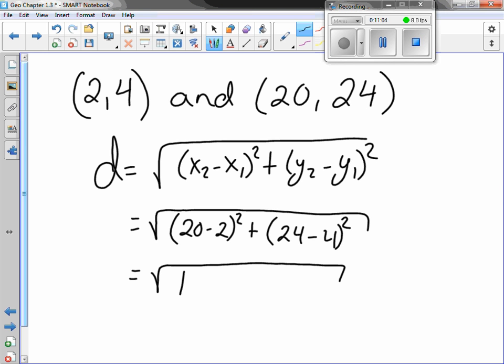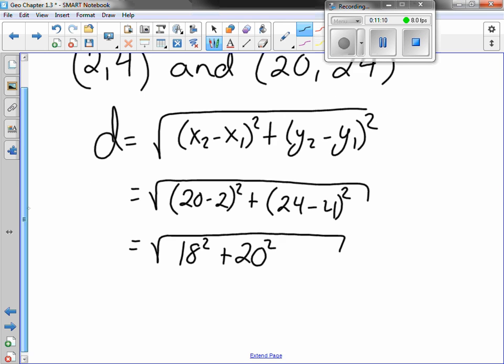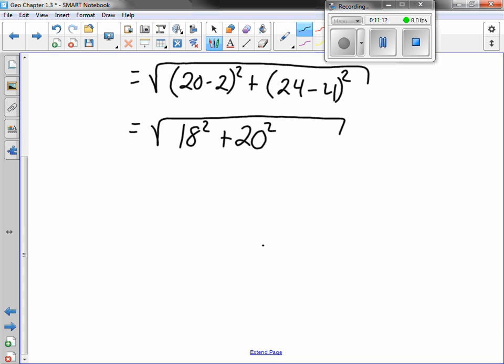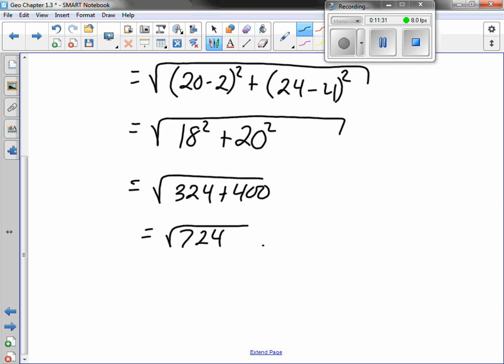2 minus 20 squared is 18 squared. 24 minus 4 is 20 squared. Now 18 squared and 20 squared, that's a little bit out of my range. I don't know those by heart. I just haven't taken the time to memorize. Well, 18 I haven't memorized. 20 I have. 18 squared is 324. Now 20 squared is 400. So we add these two together, we get 724.